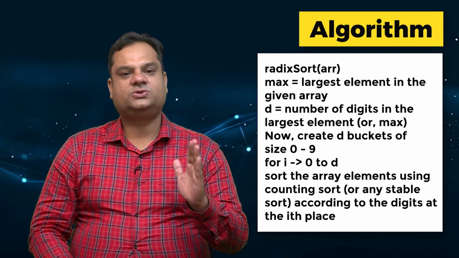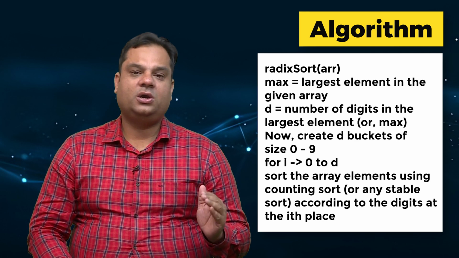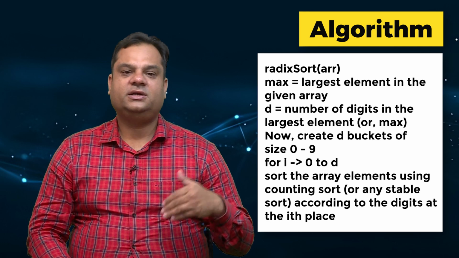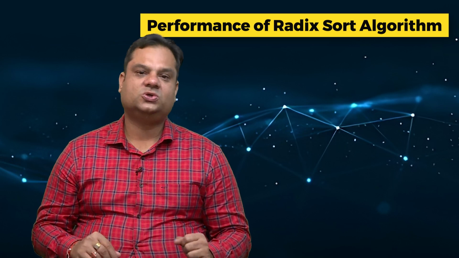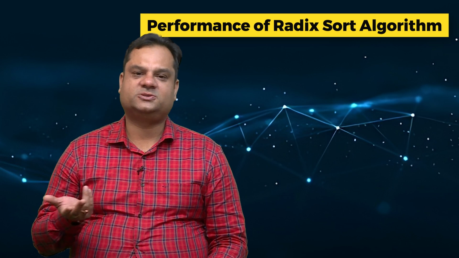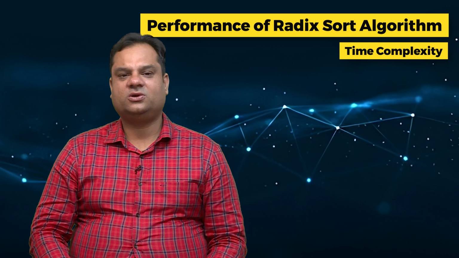So sort the array elements using counting sort or any stable sort according to the digits at the ith place order. By this algorithm, we can understand the performance of the Radix sort algorithm. There are two types of performance: the time complexity and the space complexity. First, the time complexity of the Radix sort algorithm.